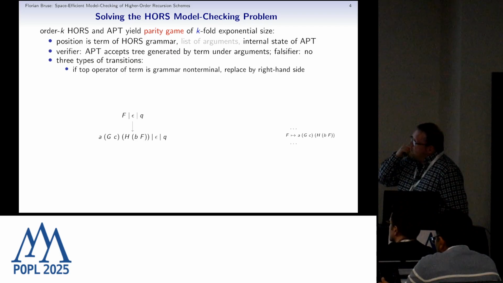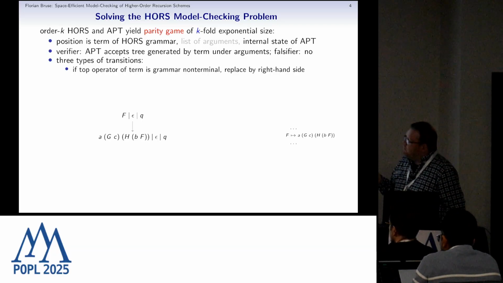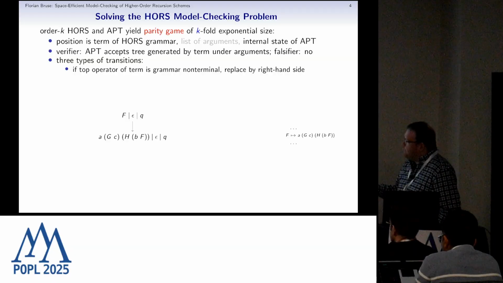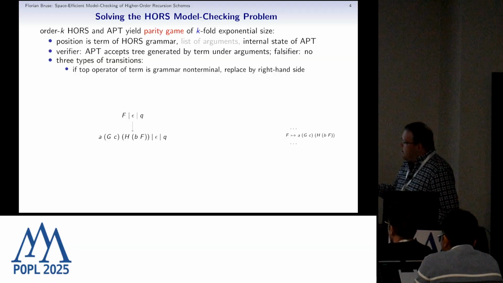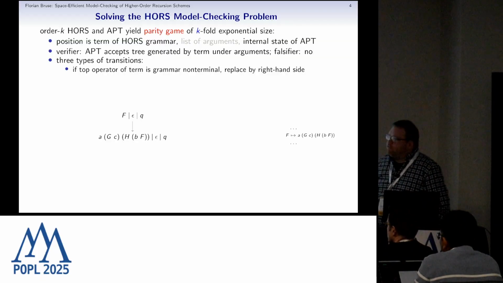And then depending on what the position is, the game proceeds in 3 or actually 4 different fashions. So if the top operator of this on the left side is a grammar non-terminal, you simply unfold it. So assume that in the recursion scheme you have a line like that where you say, okay, f is actually on the right-hand side this thing here. So then the game would simply replace this to the left here by that, and then nothing interesting happens.